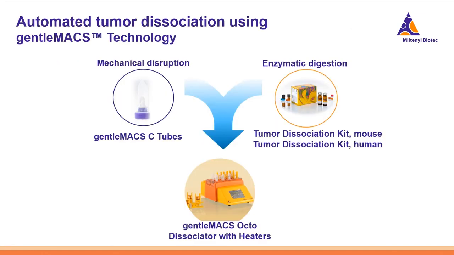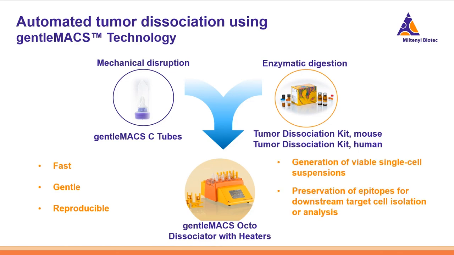The next step is to perform the tissue dissociation. This is done through the use of the gentleMACS Octo Dissociator with Heaters, which can perform a gentle dissociation because it combines the mechanical disruption provided by the gentleMACS C Tubes action with the enzymatic digestion of our Tumor Dissociation Kit. So this procedure is both fast and gentle, and it's also highly reproducible and high-throughput. It provides a viable single-cell suspension where the epitopes are preserved for downstream assays.